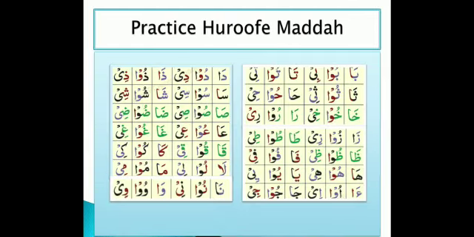And you can practice on all of them with the zabar, zair, pesh. You take each letter, and with each letter you put an alif or a ya or a waw. For example, ba, bu, bi, ta, tu, ti, tha, thu, thi. And you can practice like this with all the letters in the Arabic alphabet.